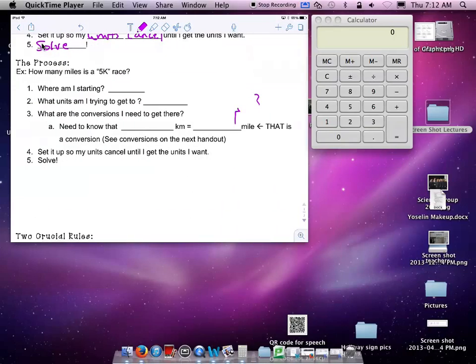So the question might be something like, how many miles is a 5K race? Maybe you've thought about running a 5K before, it seems to be kind of popular, and you've always wondered, how far really is that? So how many miles is a 5K race? The first thing to figure out is, where are you starting? And where you're starting is that 5K, which remember really stands for 5 kilometers.